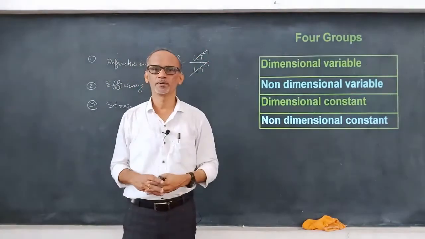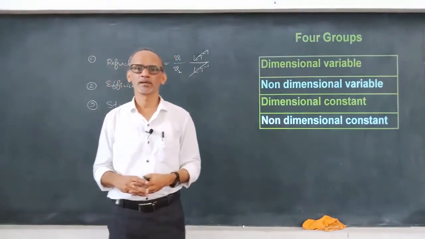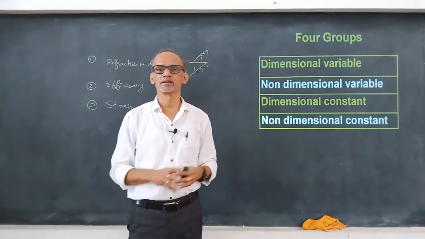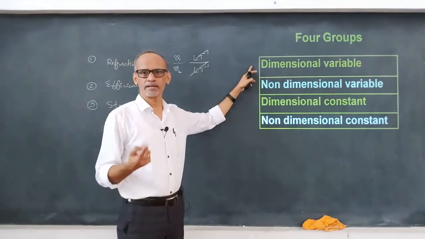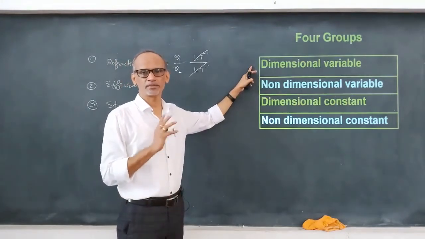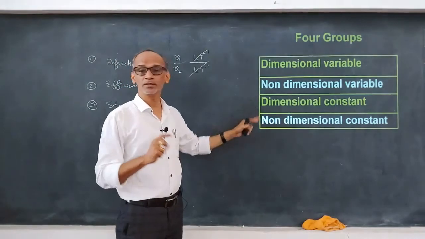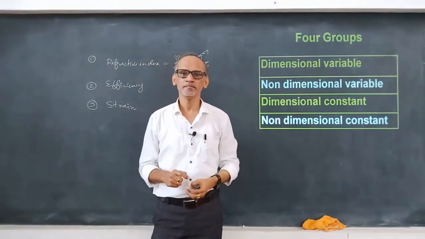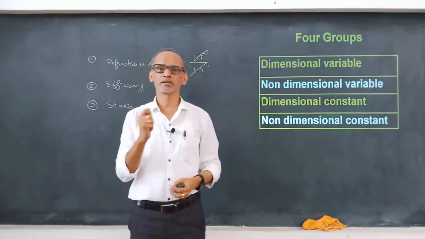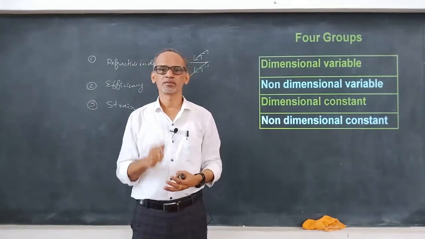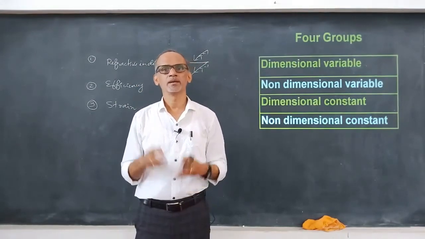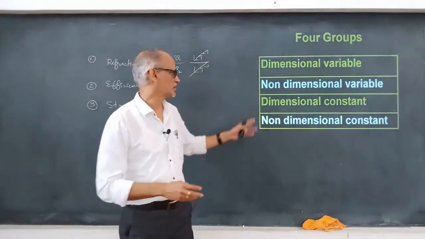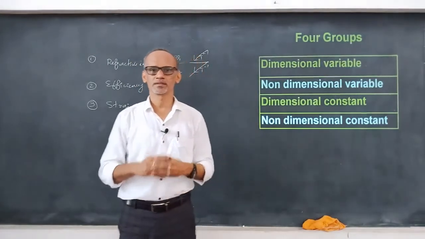The second group of physical quantities done. The third one, dimensional constant. What do you mean by dimensional variable? Quantities that vary having a dimensional formula are called dimensional variable. Dimensional constant: there are certain physical quantities whose value is fixed. It doesn't vary. But they do have a dimensional formula, and such constants are called dimensional constants.